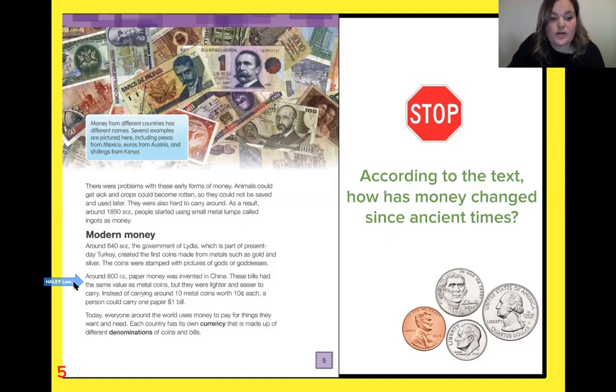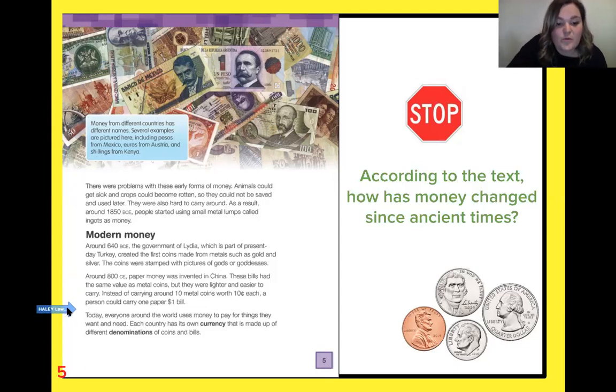Around 800 CE, paper money was invented in China. These bills had the same value as metal coins, but they were lighter and easier to carry. Instead of carrying around 10 metal coins worth 10 cents each, the person could carry one paper dollar bill.